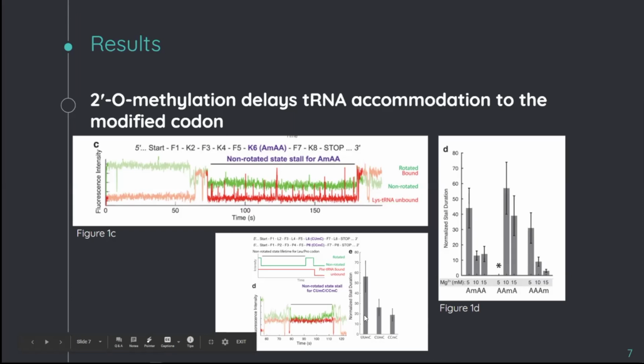Figure 2D is the same experiment, except they wanted to change the context of the codon, see whether or not that increases or decreases the stall duration, if there are discrepancies. And turns out that there are. Instead of AAA, which they used for figure 1C, they used codons UUC, CUC, and CCC, modifying the second nucleobase in each one, and they found discrepancies in the stall durations of each.